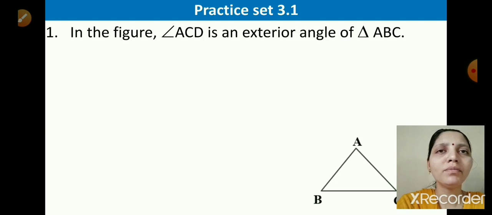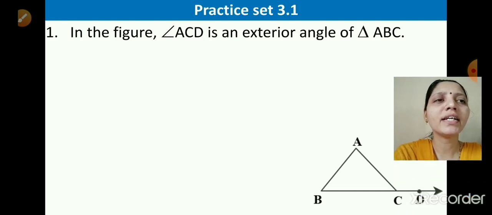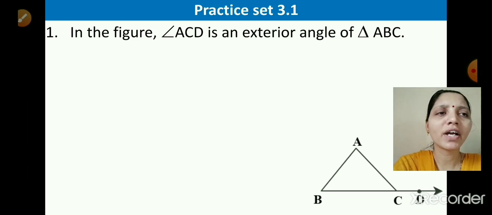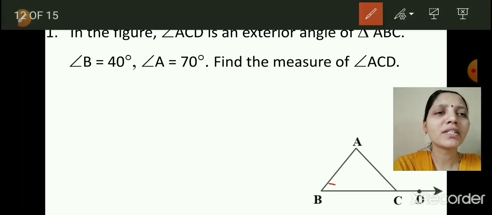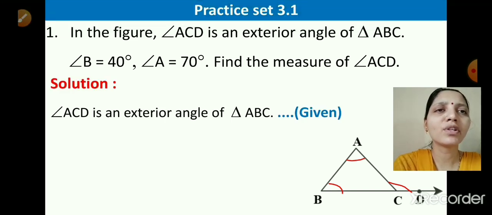First problem: in the figure, angle ACD is an exterior angle of triangle ABC. Angle B is equal to 40 degrees and angle A is equal to 70 degrees. Find the measure of angle ACD. Now if you observe this figure, in triangle ABC, we have extended side BC to point D, and angle B is given to us, angle A is given to us, and we have to find angle ACD, and we know that angle ACD is an exterior angle. So let's start with the solution.